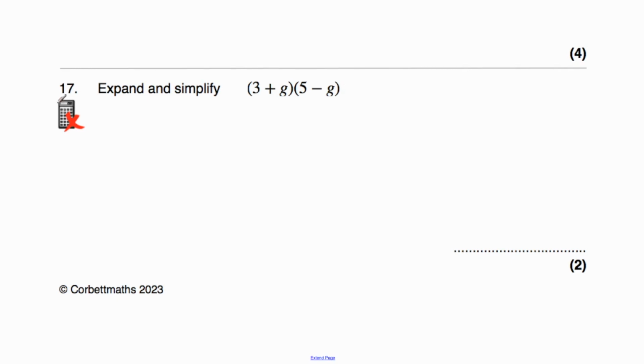Okay, question number 17. So in question number 17 we've been asked to expand and simplify 3 plus g, brackets, 5 minus g. So let's multiply it and see what we get. So 3 times 5 is 15. 3 times minus g, well that would be minus 3g. g times 5, well that would be 5g, so plus 5g. And finally, g times minus g. Well, g times g is g squared, and we've got a positive times a negative, so it would be minus g squared.